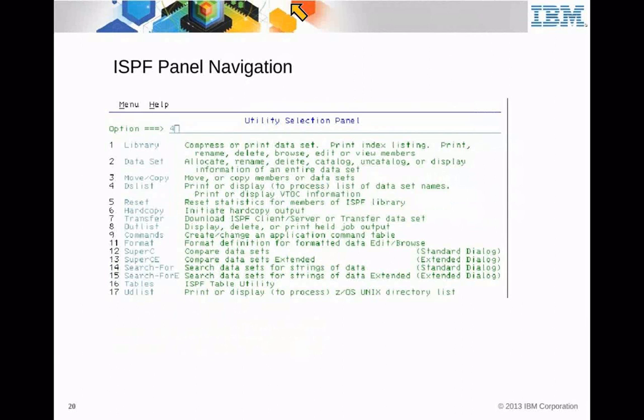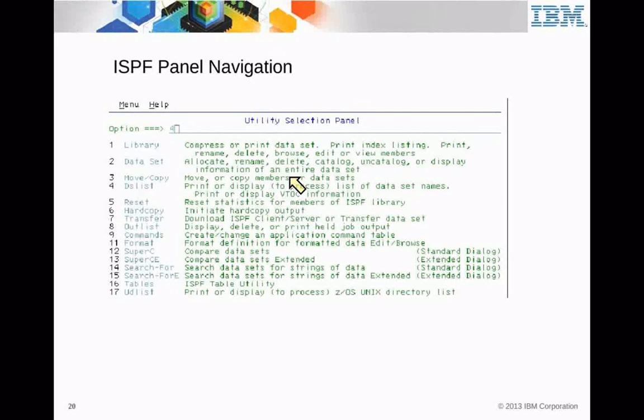it's going to take you to a new panel known as the Utility Selection Panel. Once you're in the Utility Selection Panel, I want you to type in 4 on the option line, and 4 is going to take you to the DSLIST panel, which can print or display lists of data set names. It can also print or display what's called VTOC information. I'll be describing what a VTOC is later.